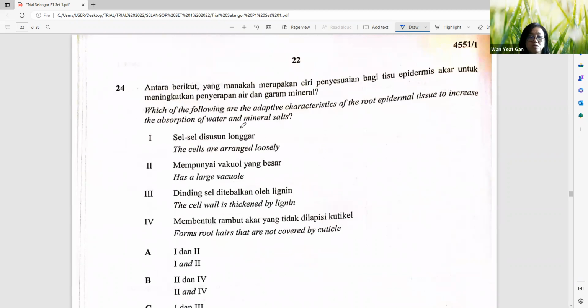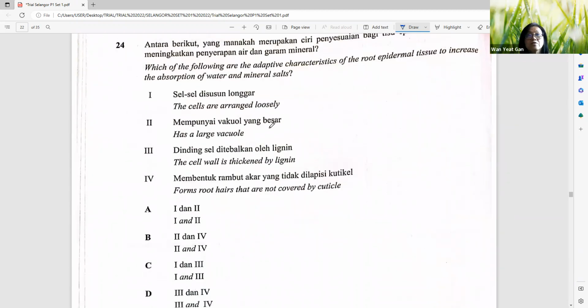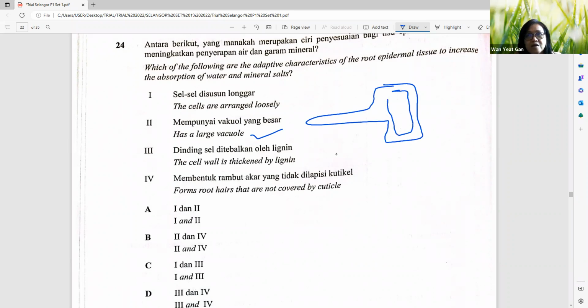the absorption of water and mineral salt? So we are looking at the adaptive characteristic. Now, it has a large vacuole. Okay, so the root epidermal cell normally has a very large vacuole in the middle here.